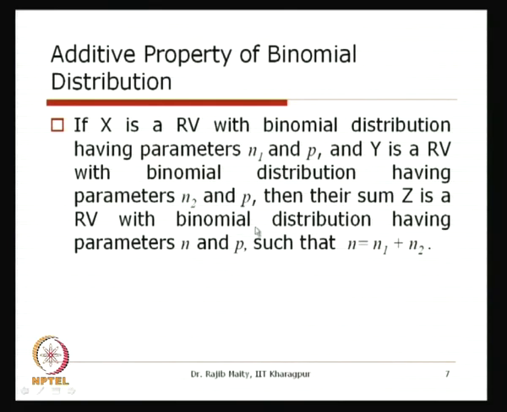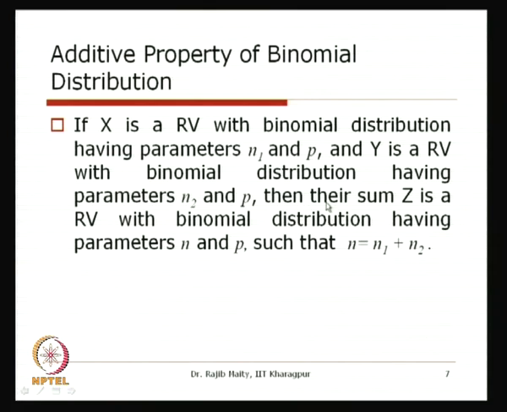Now, this binomial distribution has one very interesting property. This is known as the additive property of the binomial distribution, which says that if X is a random variable with binomial distribution having parameters n1 and p, where p is the probability of success and the total number of trials is n1, and there is another random variable Y which is also a binomial distribution having the parameters n2 and p.